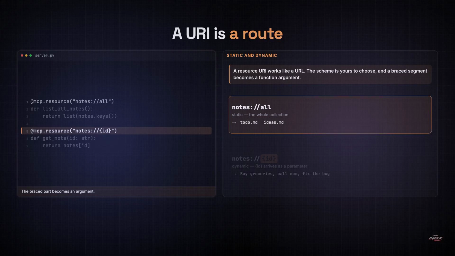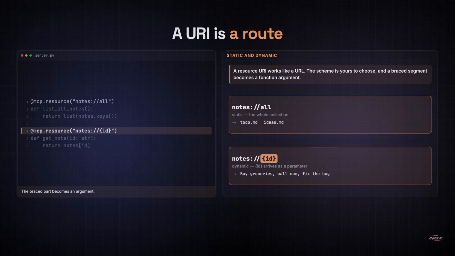Notes://{id} is the interesting one. That brace segment is a wildcard, and whatever the caller puts there arrives as the id parameter of your function, which is why the signature underneath takes id as a string. So one decorator gives you an endpoint for the whole collection, and another gives you an endpoint for any single item without you writing a router.